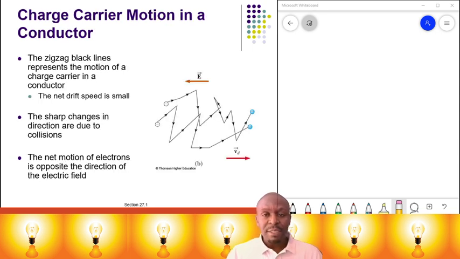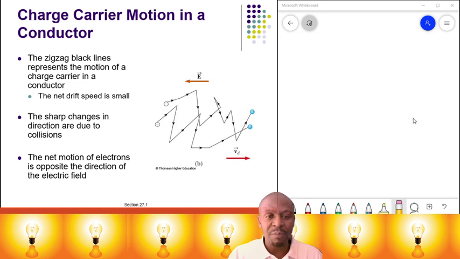Now suppose that negative charges are moving inside your conductor. If the electric field is in this direction, then the drift velocity will be in that direction if these charges are negative charges. The zigzag lines represent the motion of charge carriers within the conductor, because they are not going to be moving very smoothly. They will be colliding with the atoms of that conductor, so that's why you see these zigzags of motion. Now the net drift velocity is small. The sharp changes in direction are due to the collisions.